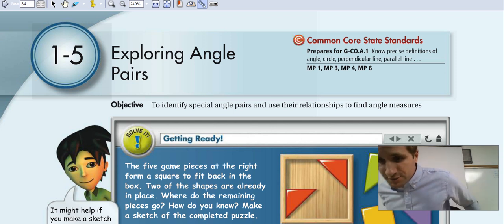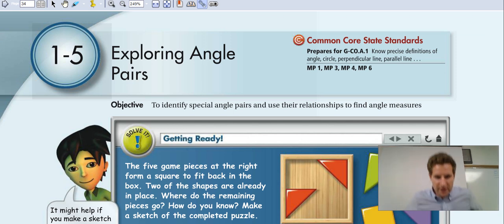Hey guys, welcome. This is our 1.5 video exploring angle pairs. So we're going to try and identify special angle pairs and use their relationships to find angle measures. So let's go ahead and get started.